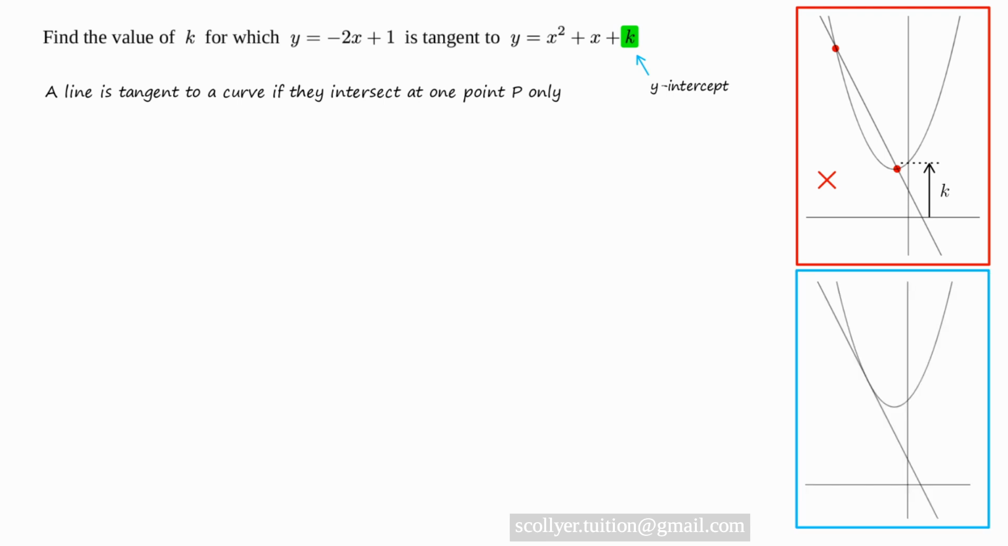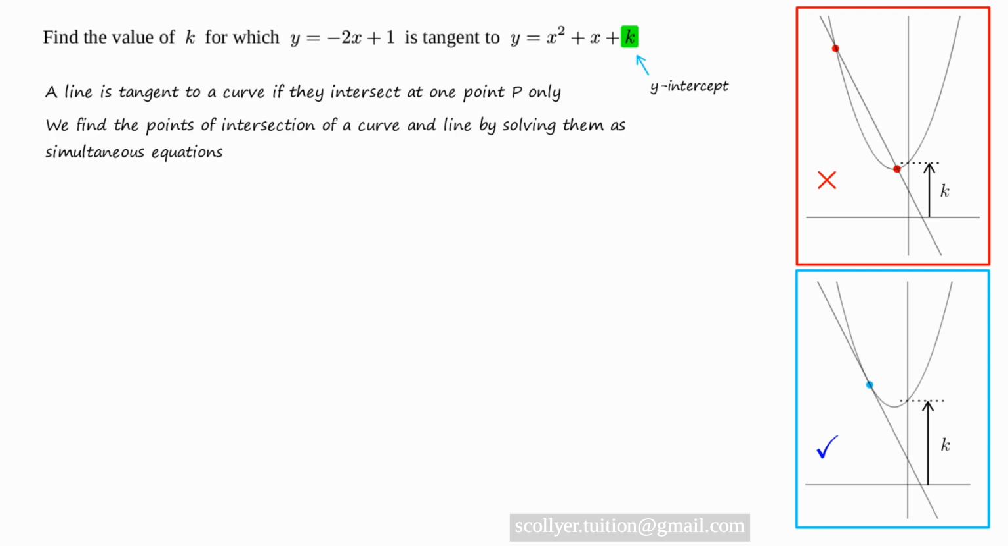On the other hand, in the lower blue box, we see the curve with a different value of k, and in this case, the line and the curve intersect at 1 point. So this is the situation that we are looking for. To find the points of intersection of a curve and line, we solve them as simultaneous equations. So our simultaneous equations are shown here.